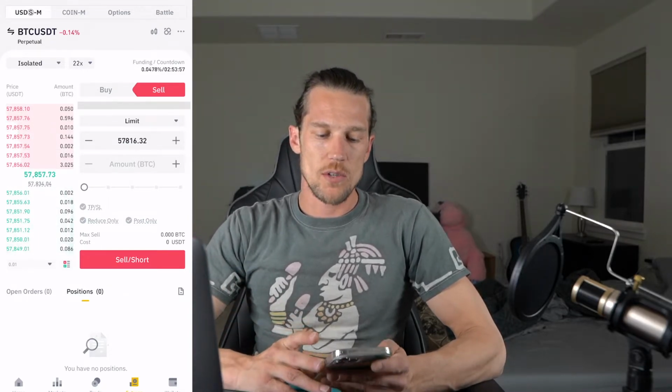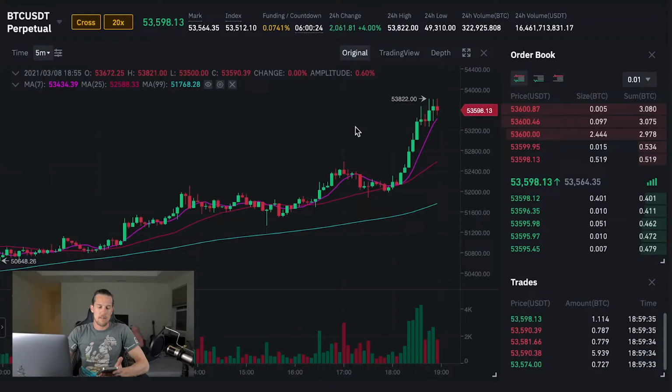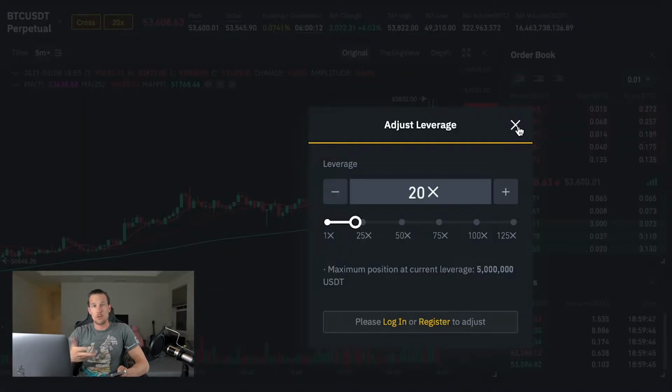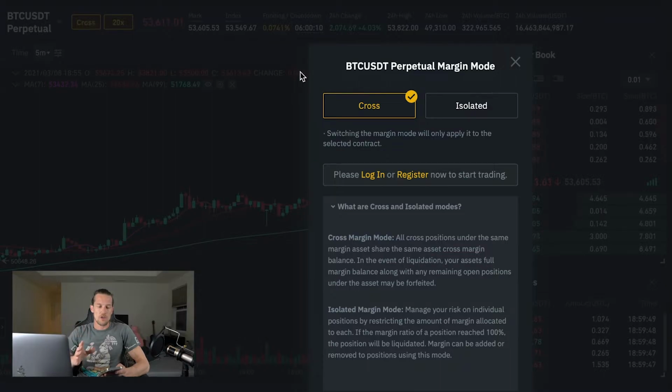What that looks like is you take a position at the current price of 53,600, and you say, I think it's going up from here. You'd buy at 53,600, and you just hold perpetually as long as you want, or until you get liquidated, which means it went the wrong way and you lose all the money you put in. Now you need to make sure when you're starting a trade that you choose isolated instead of cross.